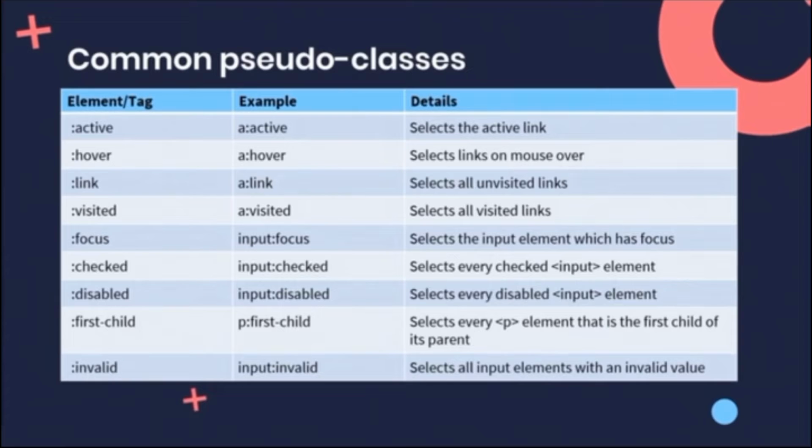And then lastly, we have invalid, where we are taking an input, we associate it with an invalid pseudo class, and this selects all input elements with an invalid value.